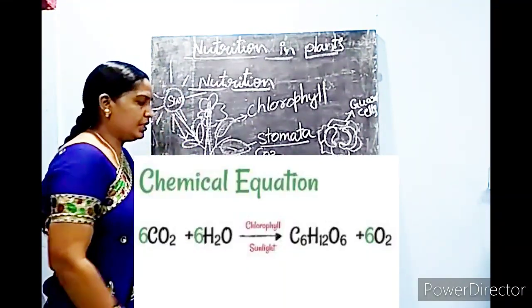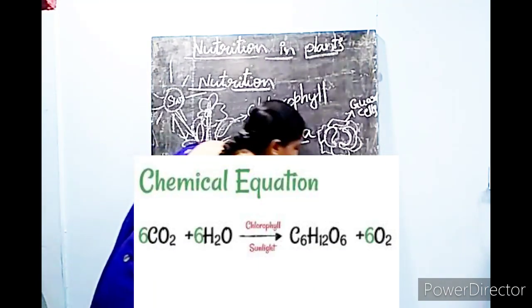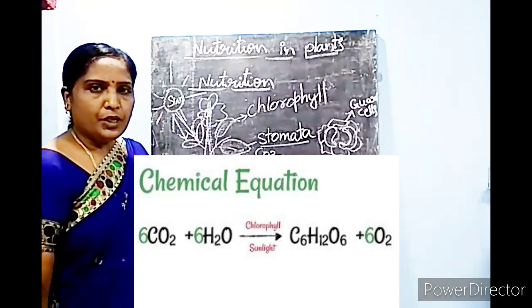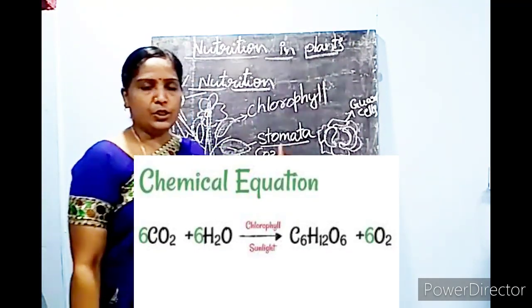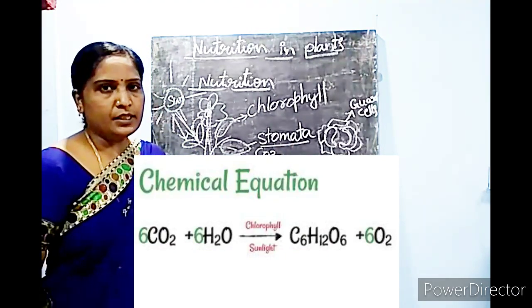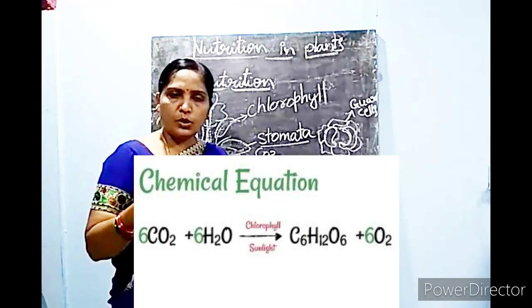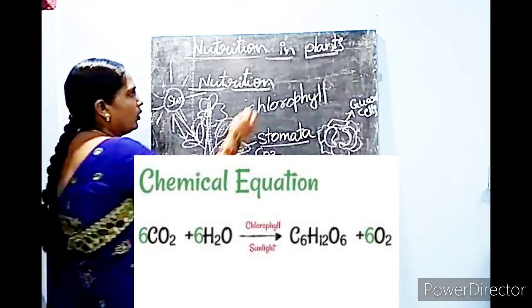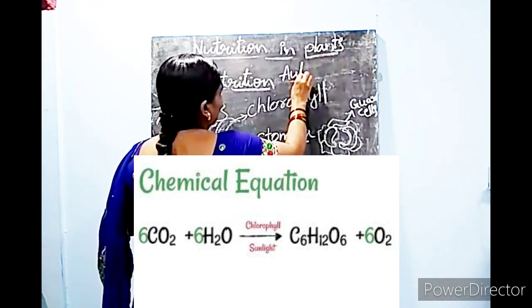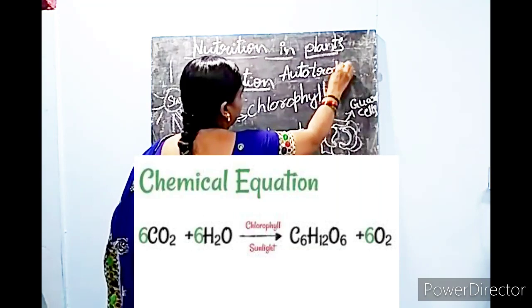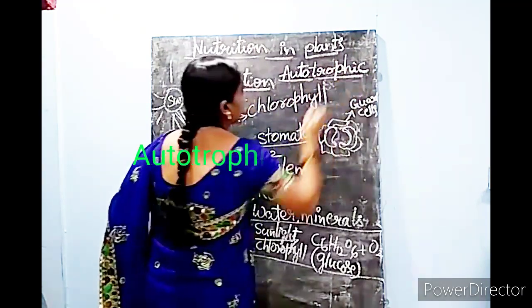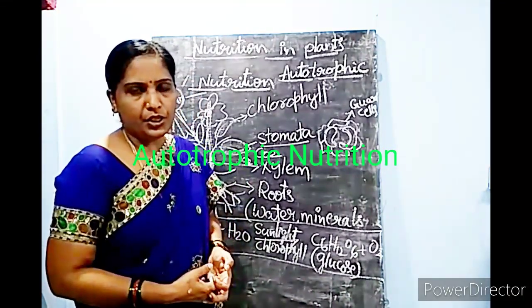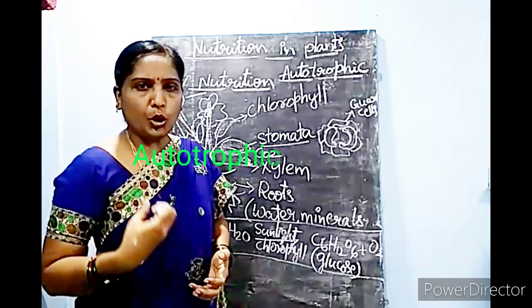So this is the equation for photosynthesis. The process that plants are doing by using all these raw materials is known as photosynthesis, and this nutrition which is going on in plants is known as autotrophic nutrition. What do we call this nutrition? Autotrophic nutrition. So the plants which undergo autotrophic nutrition are known as autotrophs.